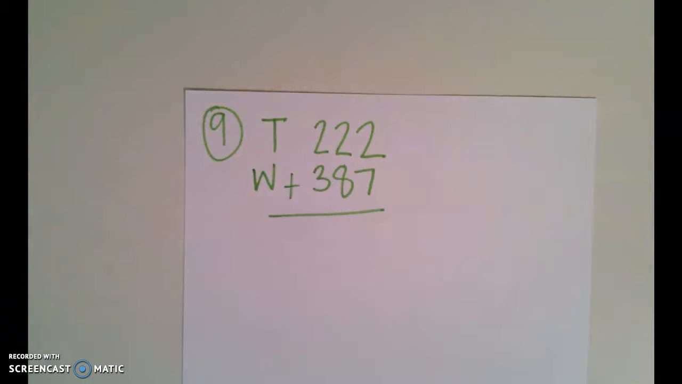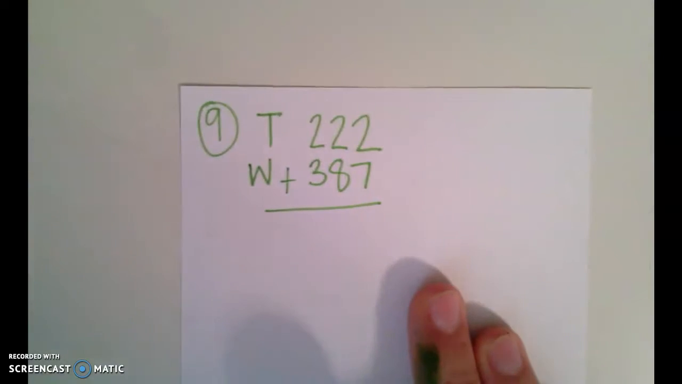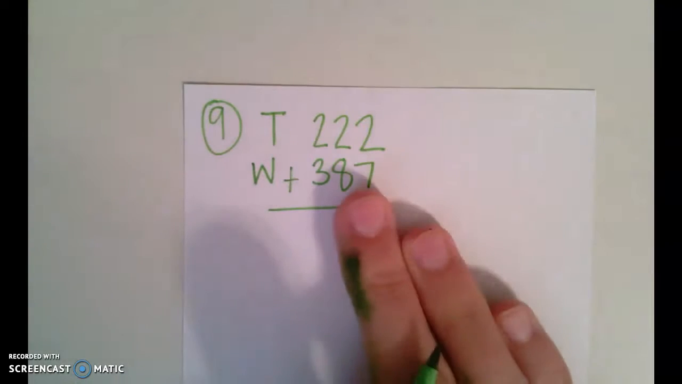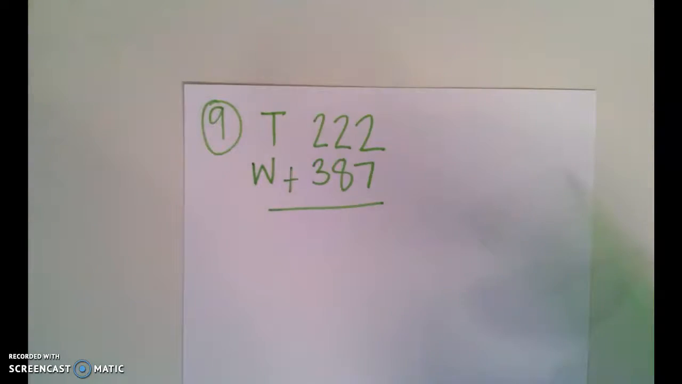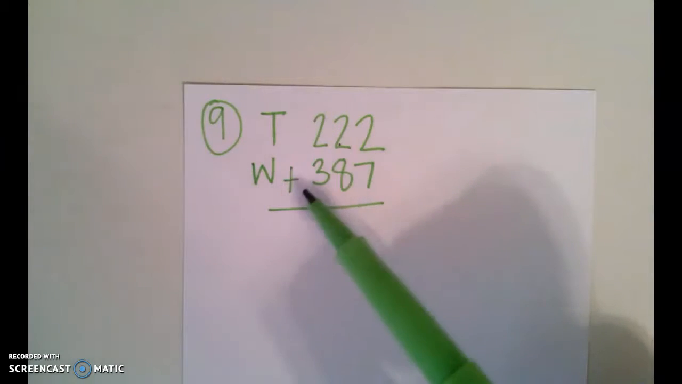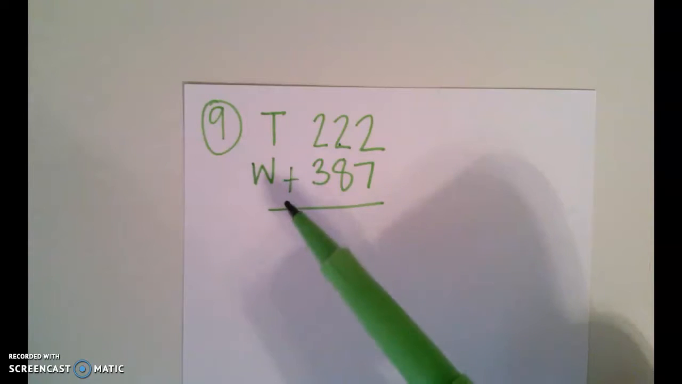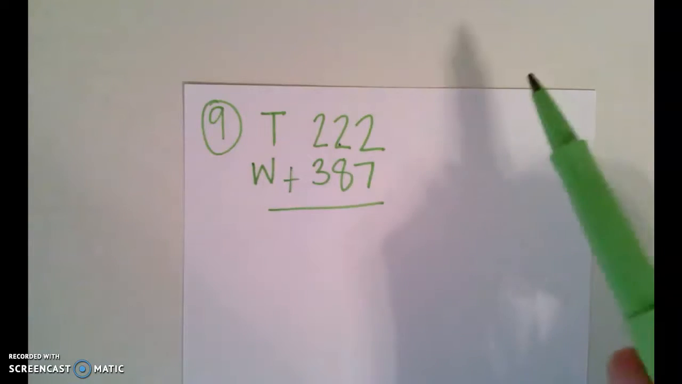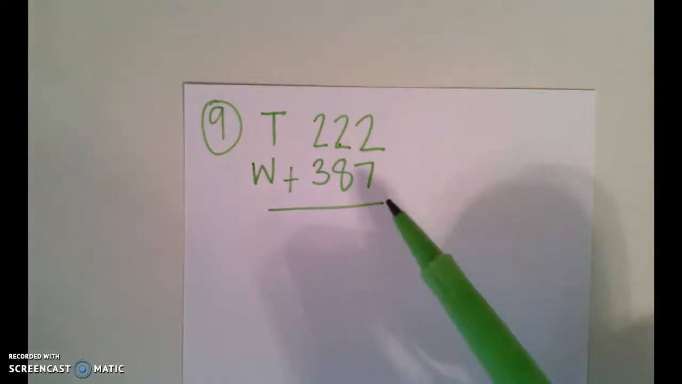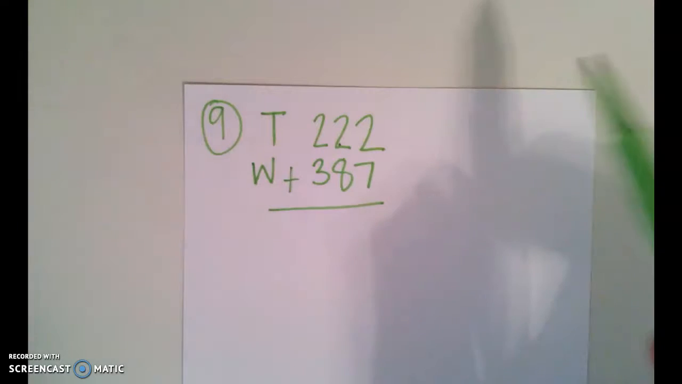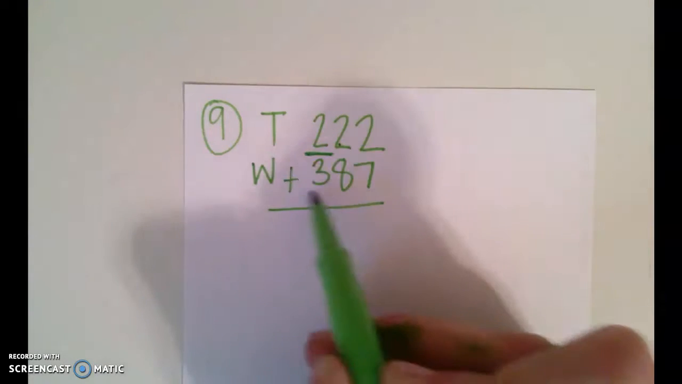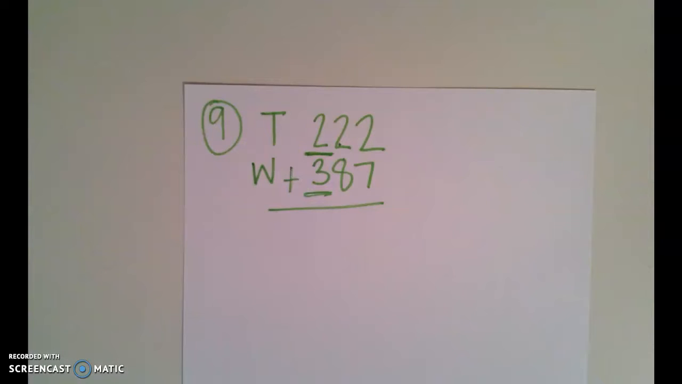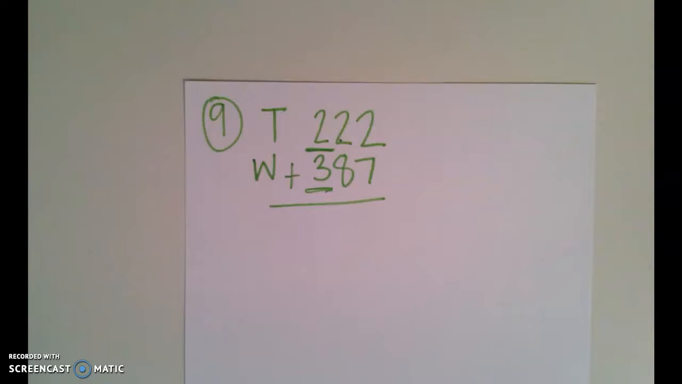Okay, but before I solve that, I need to go back and reread to make sure that I'm following the directions of what it's asking me to do. On Tuesday, 222 books are returned to the library. 387 books are returned on Wednesday. Round each number to the nearest 100. About how many books are returned to the library? Okay, so first I need to round each number to the nearest 100. I underlined my hundreds place value so that I know where I'm rounding to.